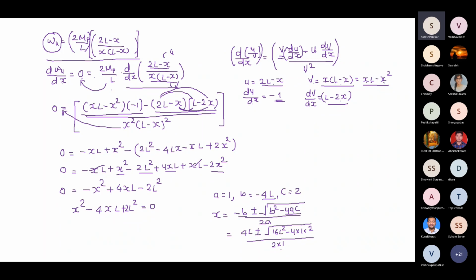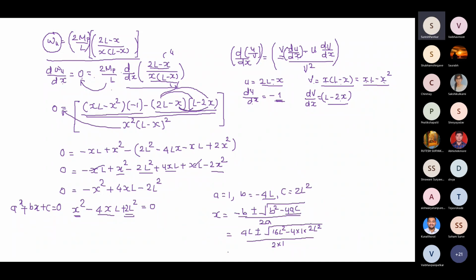Is something going wrong somewhere? Sorry, I got the value of c wrong. The value of c is 2l square. Right? a x square plus bx plus c, and then a is 1, b is minus 4l and c is 2l square. So it is 2l square.